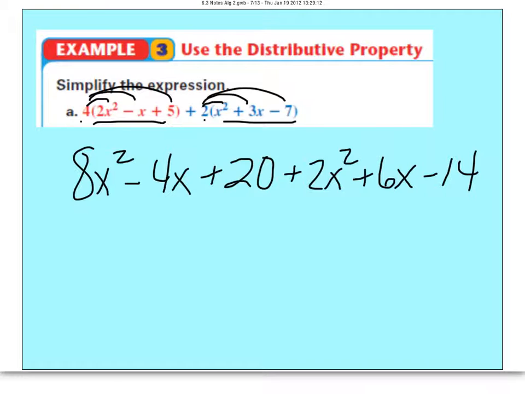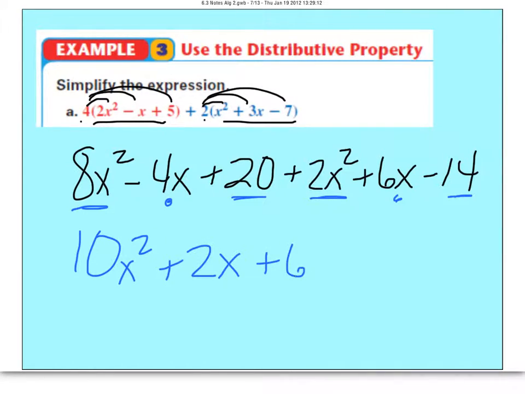Then we're back to what we did before. I'm going to add our like terms and then put it in standard format. So we have 10x squareds. In terms of the x's, we'll be down to 2x's. And for the numbers, 20 minus 14 would be 6.